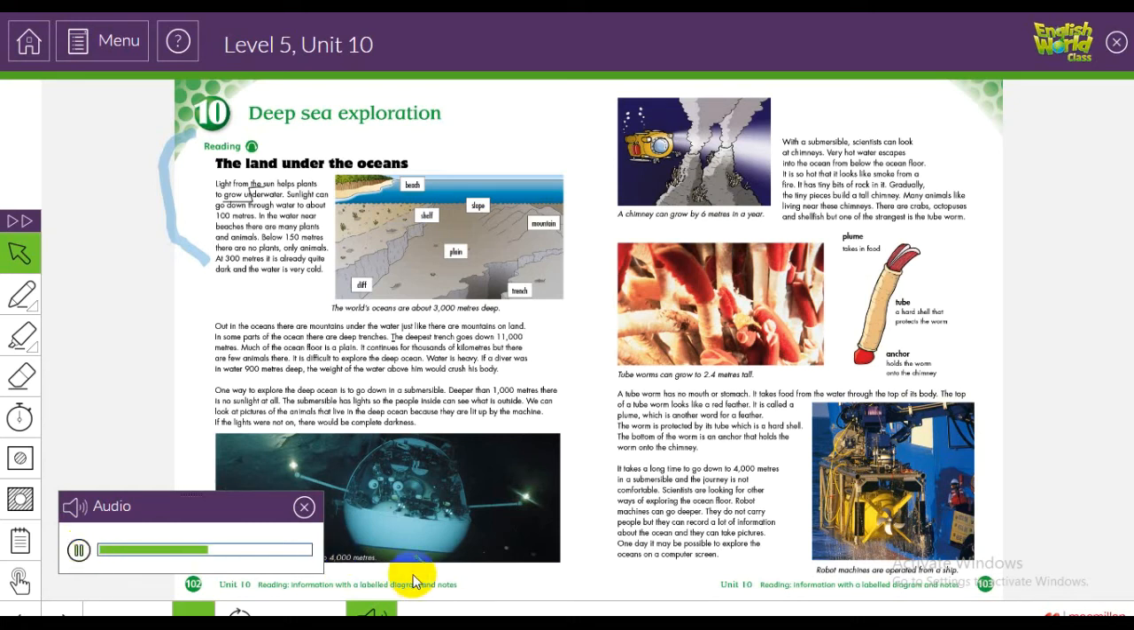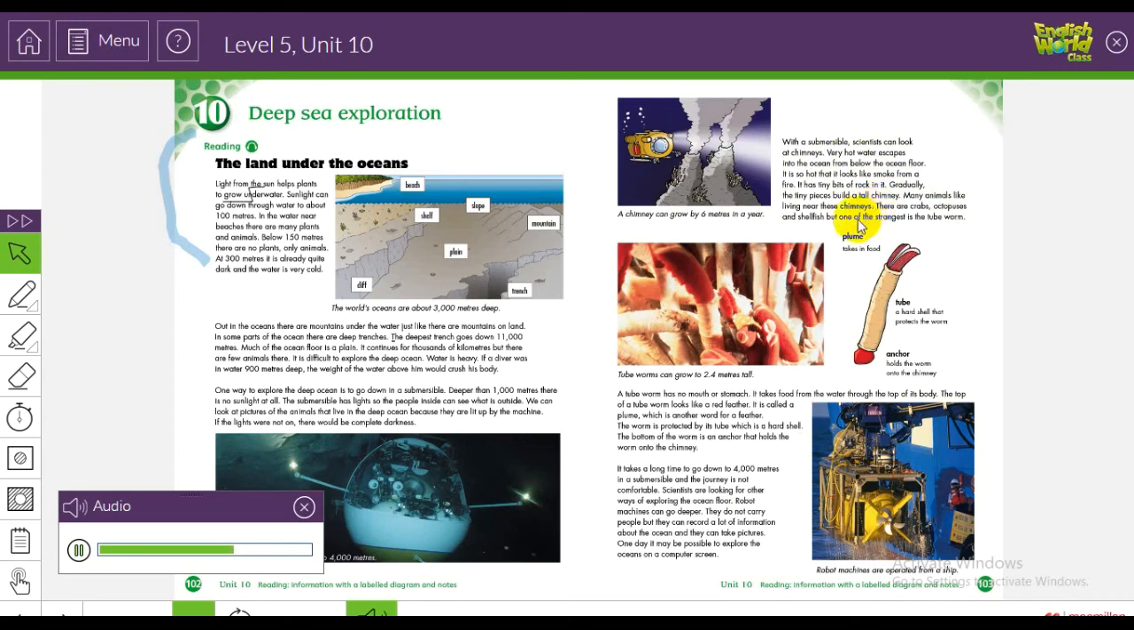This submersible can go down to 4,000 meters. With a submersible, scientists can look at chimneys. Very hot water escapes into the ocean from below the ocean floor. It is so hot that it looks like smoke from a fire. It has tiny bits of rock in it. Gradually, the tiny pieces build a tall chimney. A chimney can grow by 6 meters in a year.